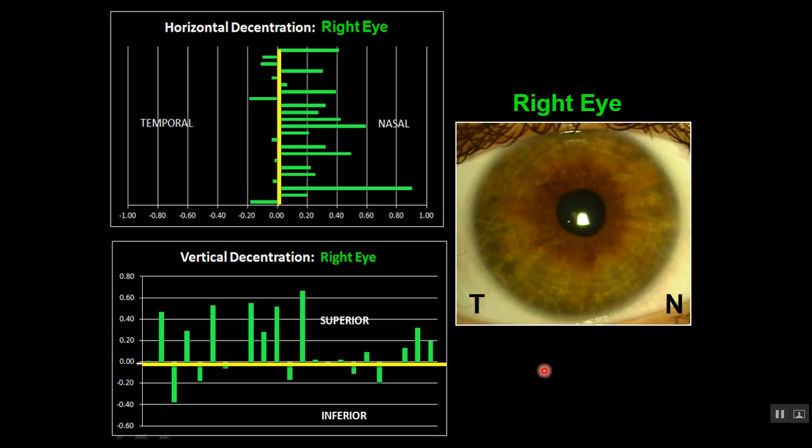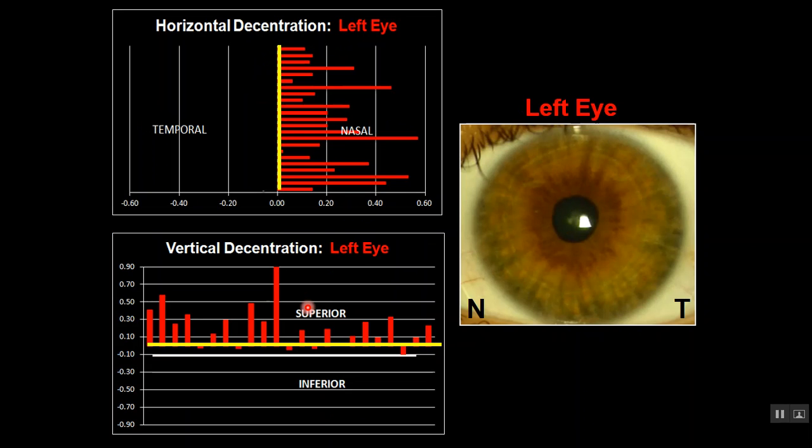And that's seen here where we look at the pupil decentration more toward the nasal side in the right eyes, more toward the superior hemisphere on the right eyes. Same thing with left eyes. Decentration more toward nasal in the left, superior also in the lefts. So our pupils appear to be decentered in and up.